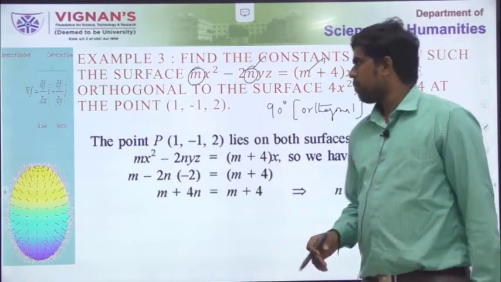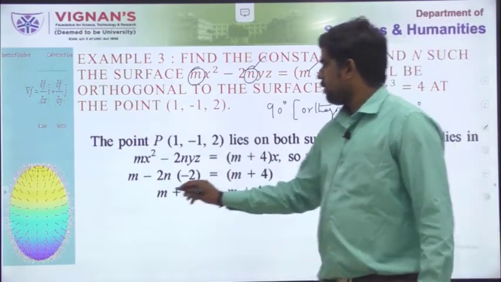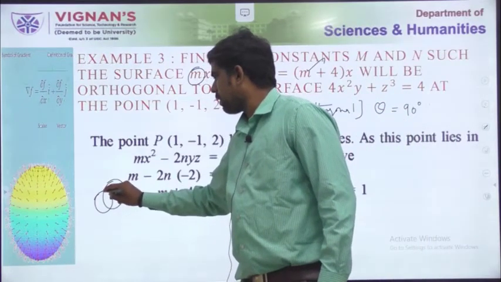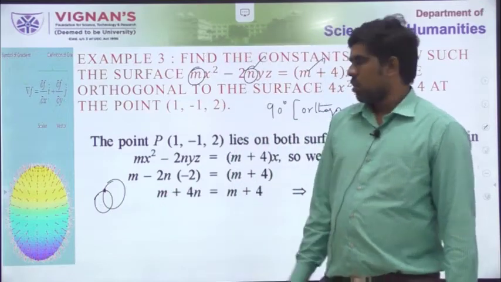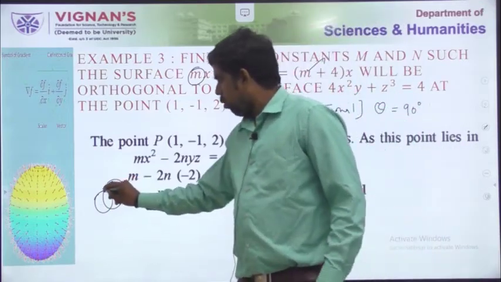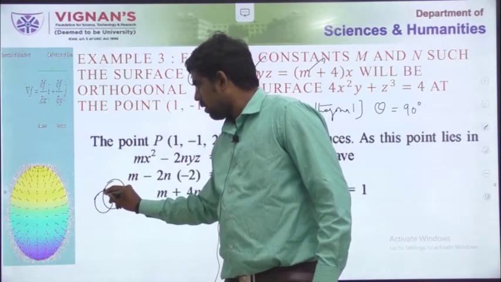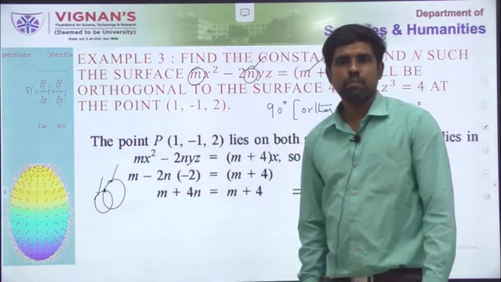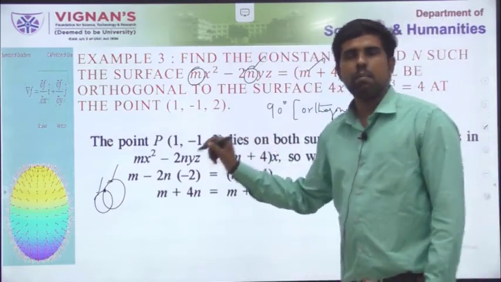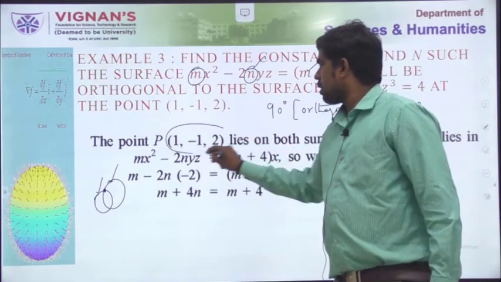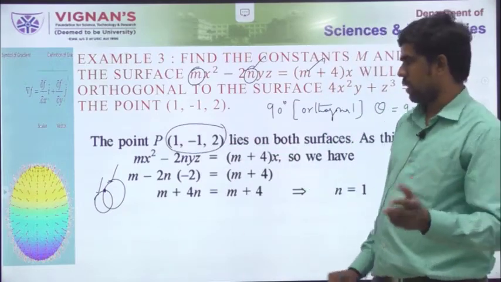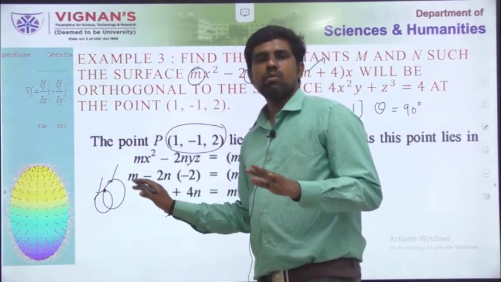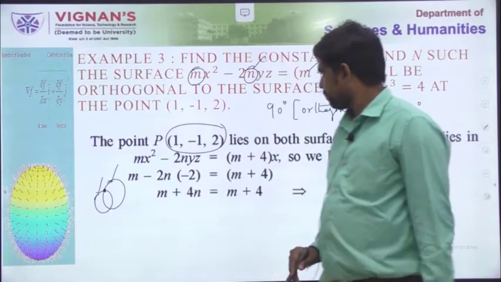So what I know is, anyway we are going to find the angle between surfaces at a common point. Okay, at a common point. So what is the idea I am going to use? This point lies on both the surfaces, this surface and this surface. That is the idea I am going to use. Okay, so definitely that common point, which point? 1 comma minus 1 comma 2 lies on both surfaces. That you should understand, because we know the angle between two surfaces at a common point is 90 degree.